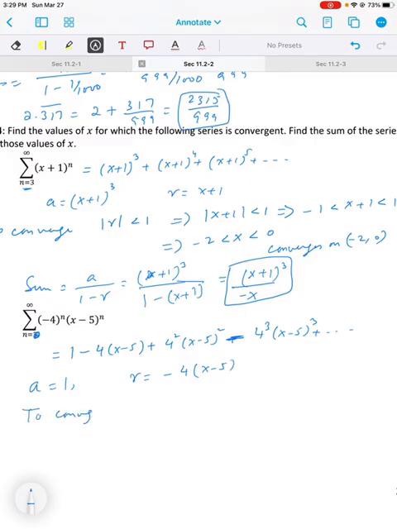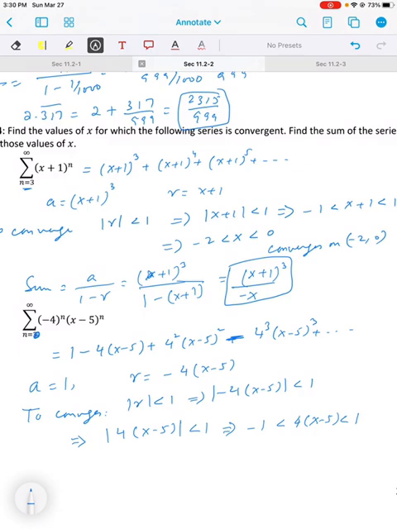Now to converge, we must have that the absolute value of r is less than 1, which means the absolute value of this quantity is less than 1. But remember, the absolute value basically just consumes the negative sign. So we get the absolute value of 4 into x minus 5 is less than 1. Now we solve this absolute inequality by writing negative 1 is less than 4 into x minus 5 is less than 1.